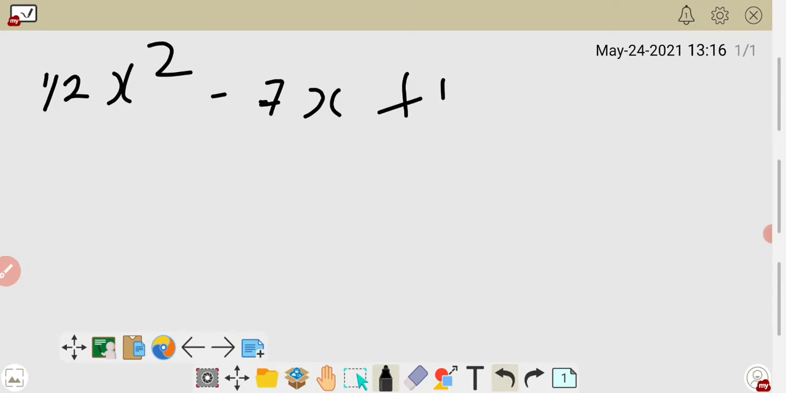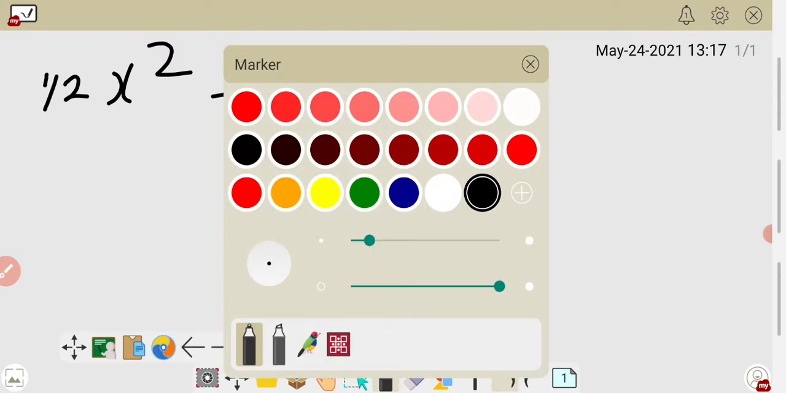Minus 7x plus 1, I think. Okay, so this method is known as what? Middle term splitting method. In class 7 you study, in class 8 you also study. Now I am going to explain here. So first you multiply the first and the last number.